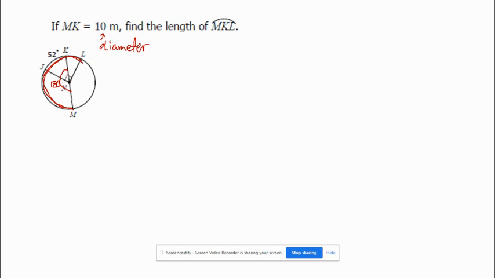So on this 180 degrees, I need to add this little piece between K and L, but I don't have a number for it right now. However, I do know this one is 52. So if this one is 52 and the whole thing is 90, all I'm going to do is 90 minus 52, and I get 38. So this piece right here has to be 38. So the last thing I would do is 180 plus the 38.